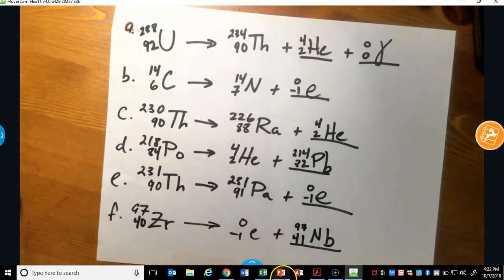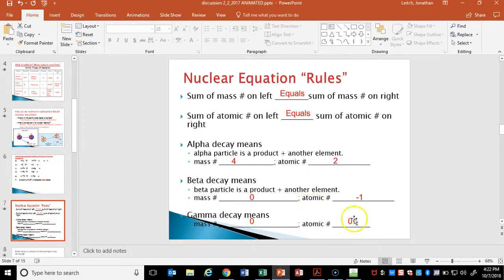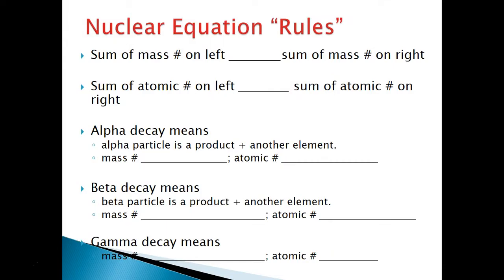Once you get the hang of it, you're going to find it's not that difficult at all. So some general rules for nuclear equations. The sum of the mass numbers on the left must be equal to the sum of all the mass numbers on the right. And the sum of the atomic numbers on the left has to be equal to the sum of the atomic numbers on the right.